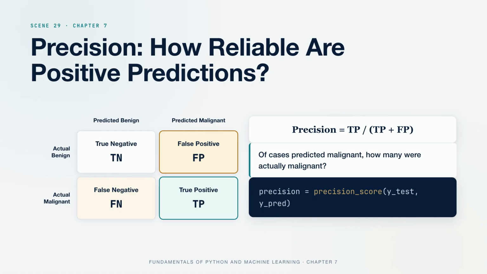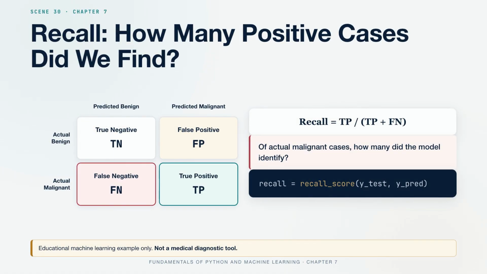However, a model can increase precision by making fewer positive predictions, which may reduce recall. The two metrics should be considered together. Recall focuses on the actual positive observations. With malignant defined as positive, recall asks, of the actual malignant cases, how many did the model correctly identify? The denominator contains true positives plus false negatives.